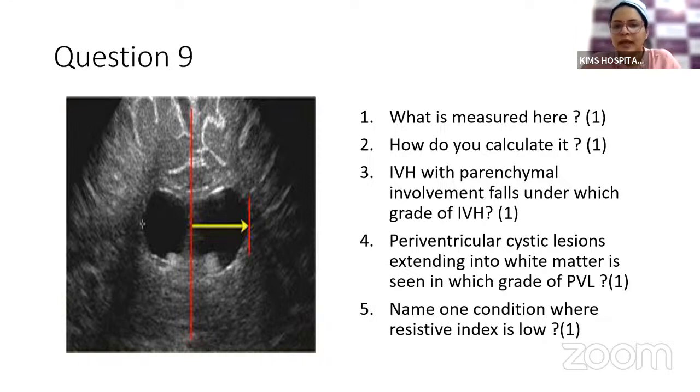We now move to question 9. So what is the parameter in ultrasound that is being measured here? How do you calculate it? IVH with parenchymal involvement falls under which grade? So basically grading of IVH. Periventricular cystic lesions extending into white matter, what is the grade of PVL? So we'll discuss the grading of PVL and name one condition where resistive index is low.